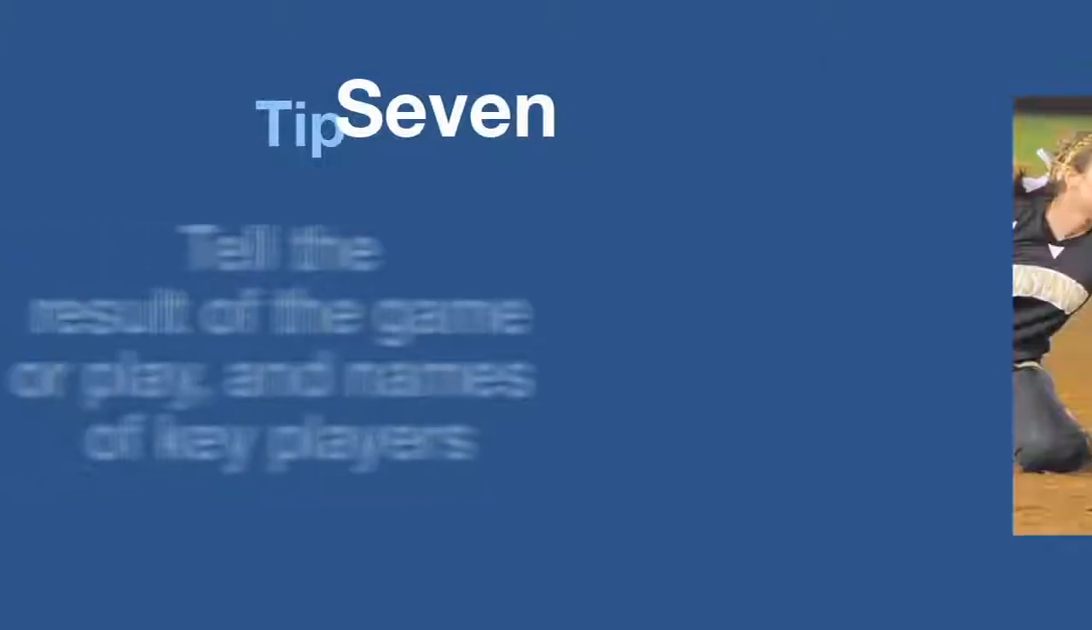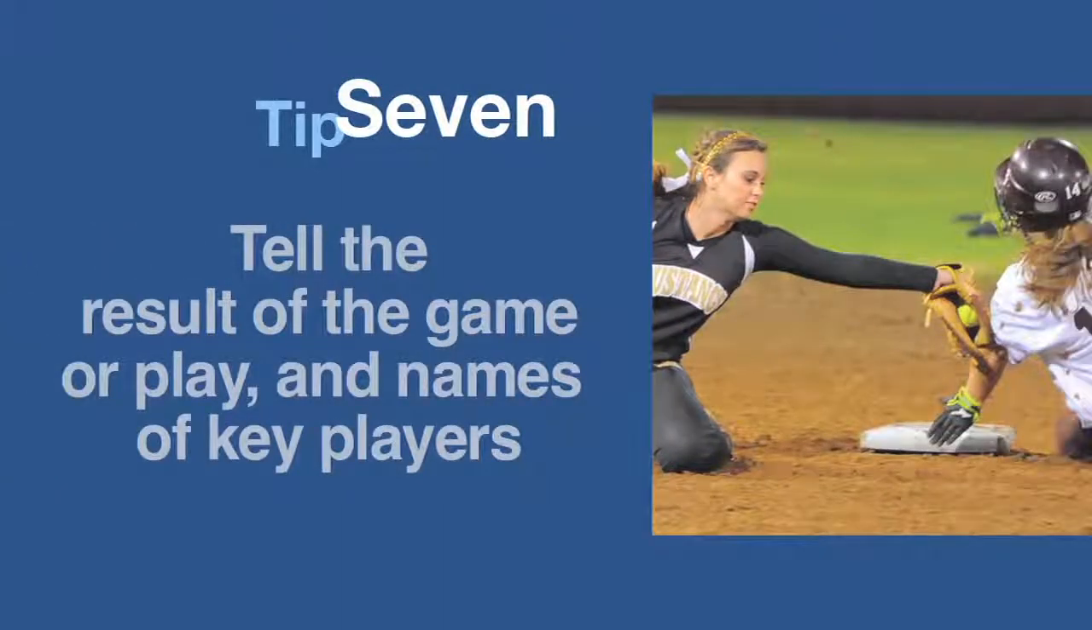Tip 7. In sports, tell the result of the game or play, as well as names of key opposing players. Nothing completes a sports caption better than giving details. The reader can't tell that this is a picture of a play that gave them the championship.